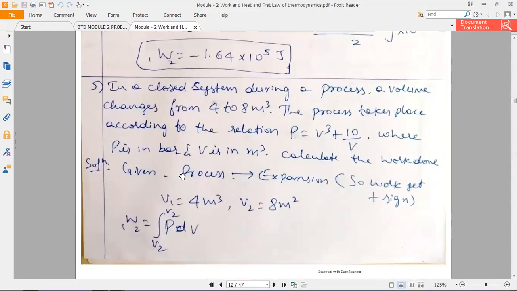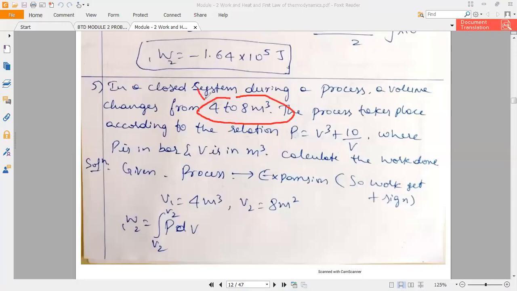Next, in a closed system, during a process, the volume changes from 4 to 8 meter cube. Here the initial volume is V1 and the final volume is 8 meter cube. This is the PV diagram, going from state 1 to state 2. The volume is increasing, so this is an expansion process.